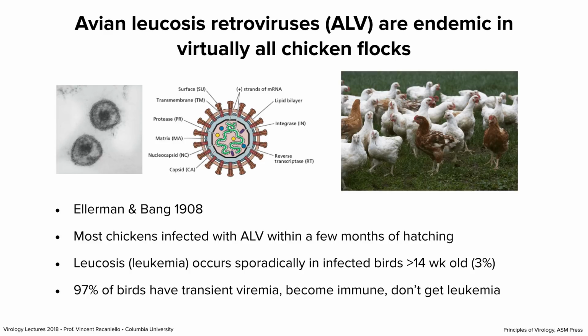Within a few months of hatching, most chickens get infected with ALV from their chicken mates, so it spreads throughout the colony. And in birds that are older than 14 weeks, about 3% of them develop leukemia spontaneously as a result of infection with this virus. We'll actually look at how this works in a moment, but first we're going to talk about Rous's virus. The other 90% of the birds, they're infected, they have a transient viremia, their immune system clears the virus, and they don't get leukemia.